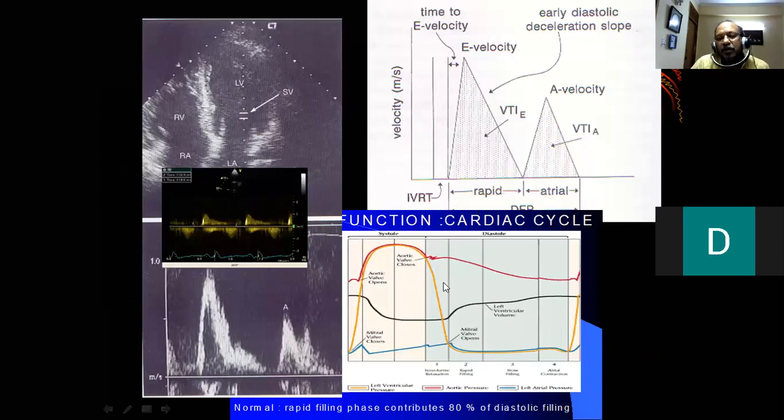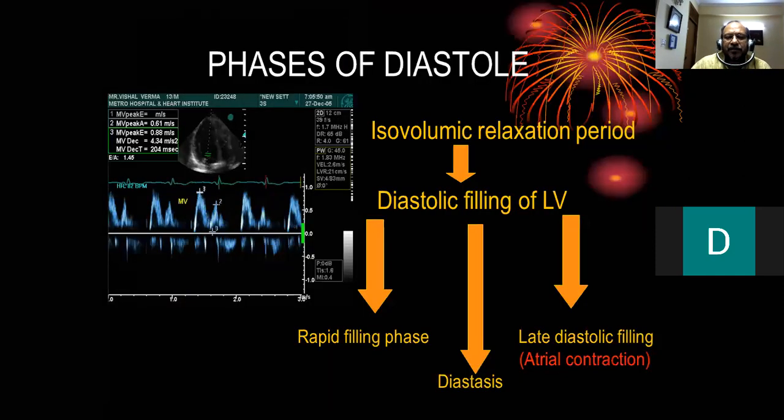So what we are saying is, this is the E wave, this is diastasis, and this is the A wave. And in atrial fibrillation, we lose this A wave completely. So we have only the E wave to assess our diastolic dysfunction. Is that clear? Let's move on to the next part.